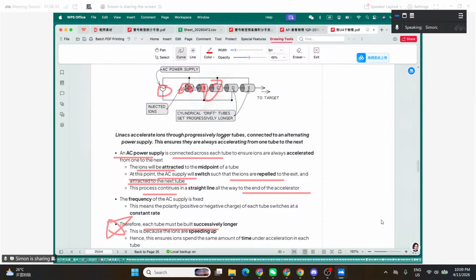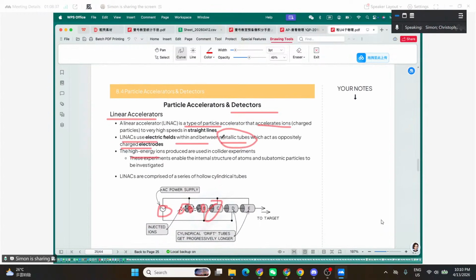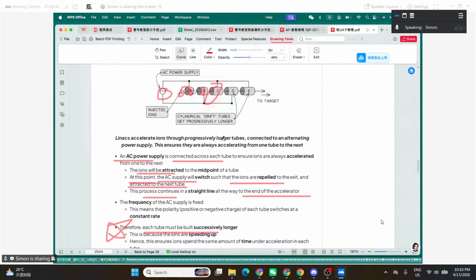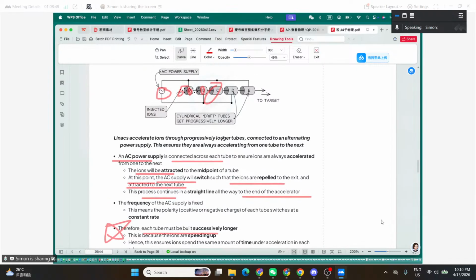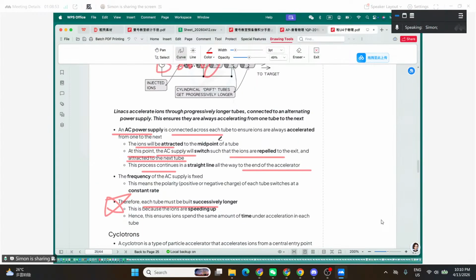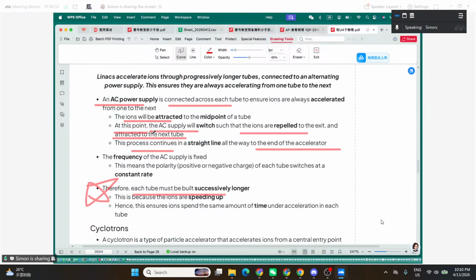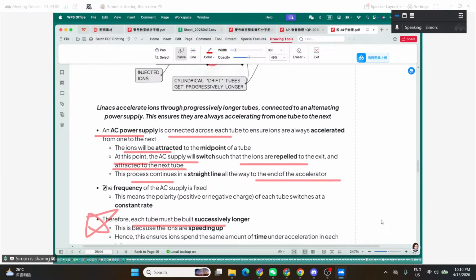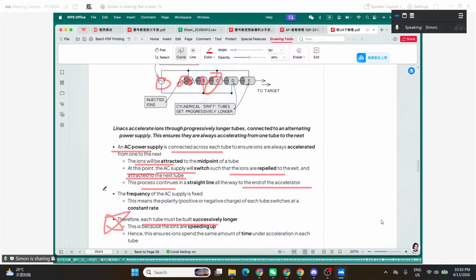Understand? This charged particle accelerator, the linear accelerator, is very important because in the past papers, every year there are several topics that want us to write down the process of the AC power supply, the detailed procedure, and the condition. Understand? So we have to memorize all the detail.